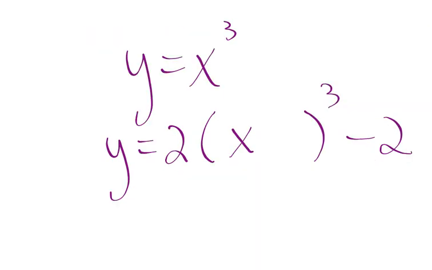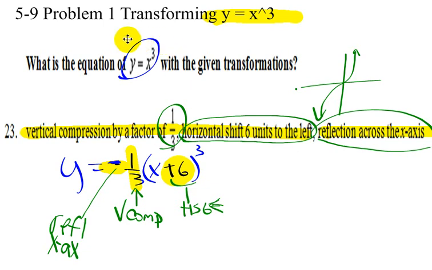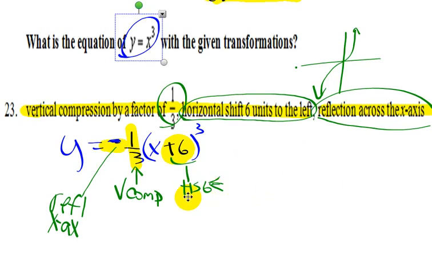Same thing. 23, what is the equation y equals x cubed with the given transformation? So a vertical compression by a factor of 1/3, horizontal shift 6 units to the left, and reflection across the x-axis. So when you do all that, your vertical compression of 1/3 and over the x-axis, you put -1/3 out front. And then you're moving it 6 units to the left, so it's x minus -6, which goes to plus 6. So y equals -1/3 (x plus 6) cubed.